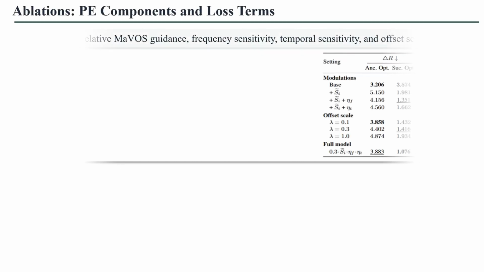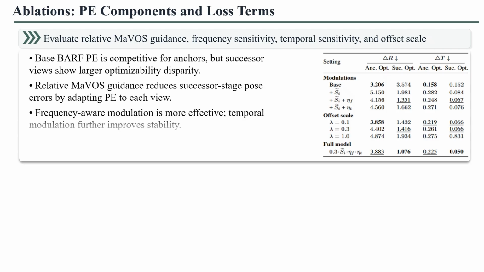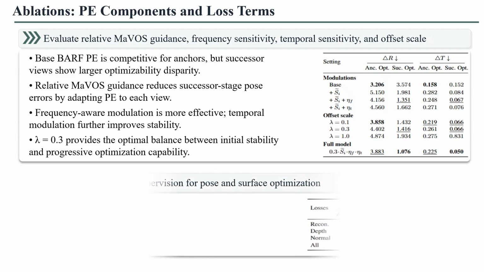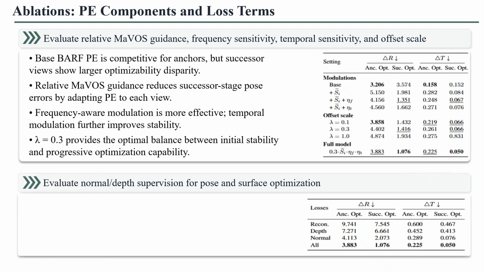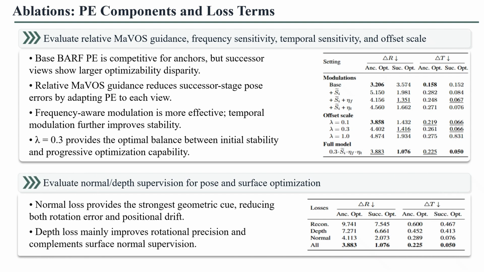This slide validates the design of gated positional encoding and the training losses. For positional encoding, the ablation shows that frequency-aware modulation is important for preserving high-frequency geometric details, while temporal modulation further stabilizes optimization. The scaling factor with lambda equal to 0.3 achieves the best balance. For the training losses, the ablation shows that the normal loss helps reduce both rotation error and translation drift, while the depth loss mainly improves rotational accuracy.